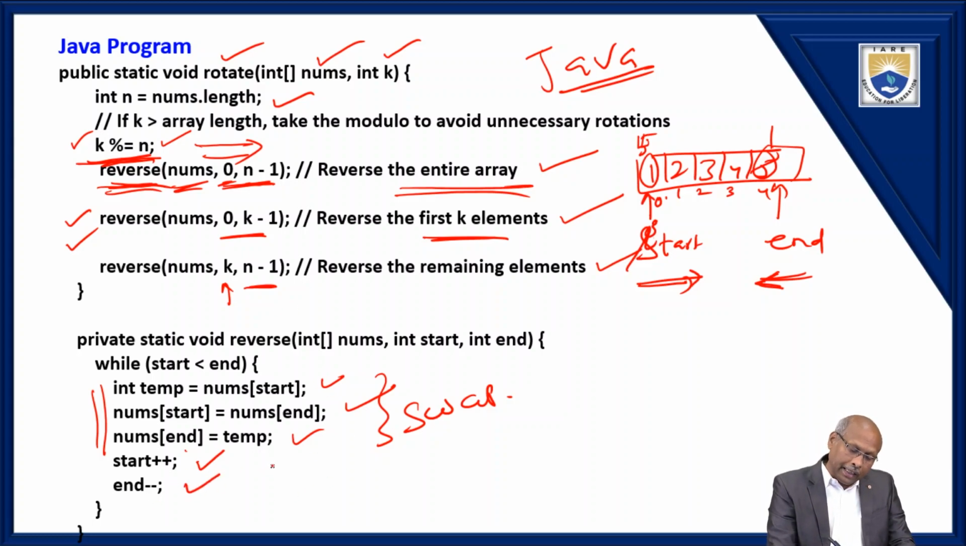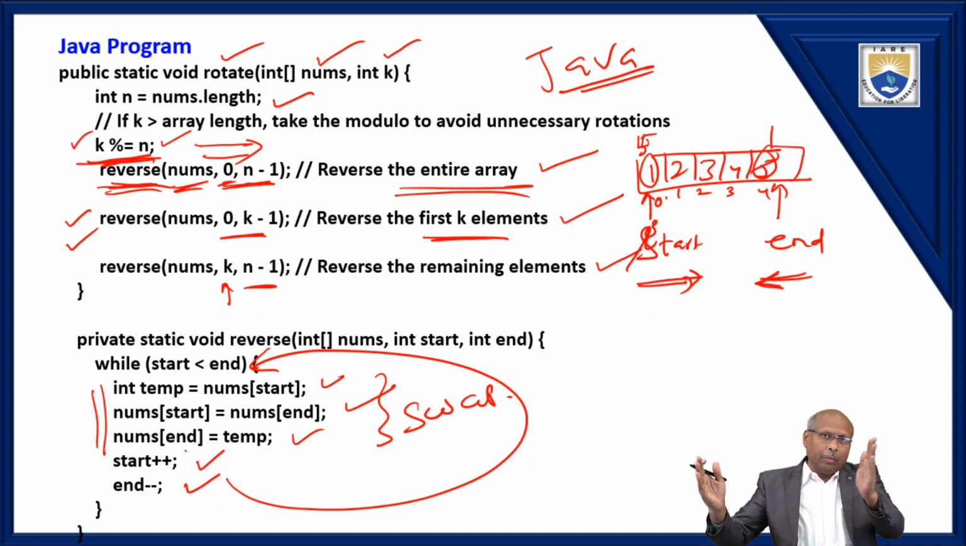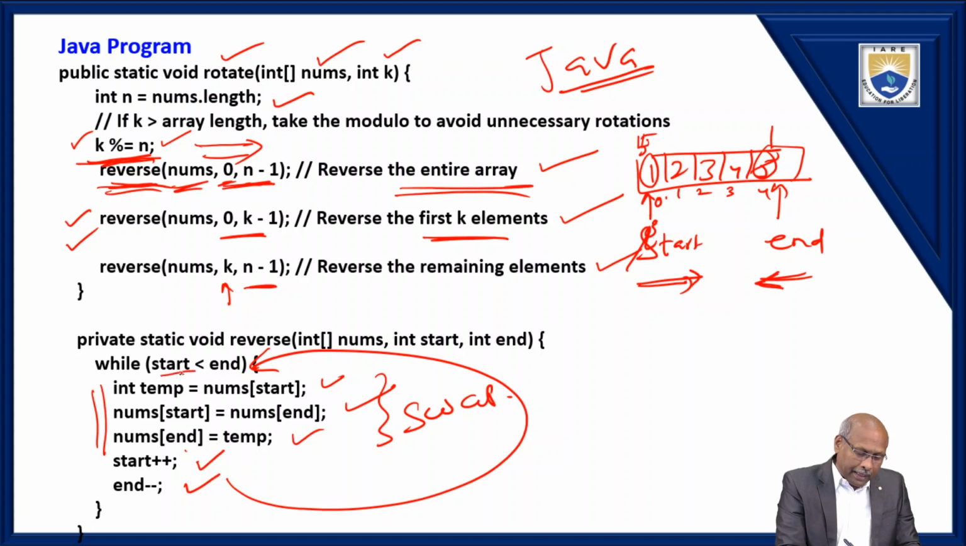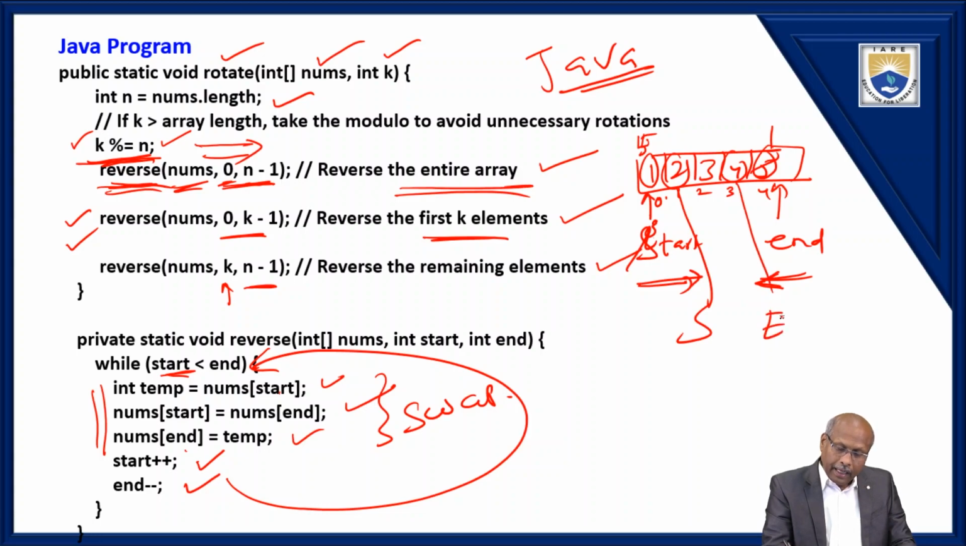Now how long will this process continue? Until start is less than end. Start goes from left to right and end comes from right to left. Whenever start and end cross each other, it means all elements are swapped. So for that purpose, I kept a condition: while start is less than end, repeat the process. Again, take the first and last. Here 2 is there, here 4 is there, because start is here and end is here. After that, the 2 will be replaced with 4, and this 4 is replaced with 2. Now start plus plus, start comes here and end comes here.